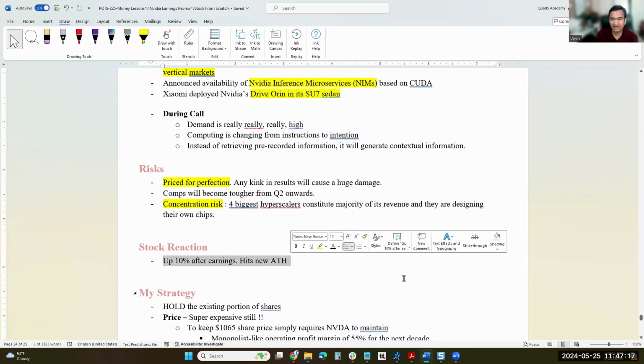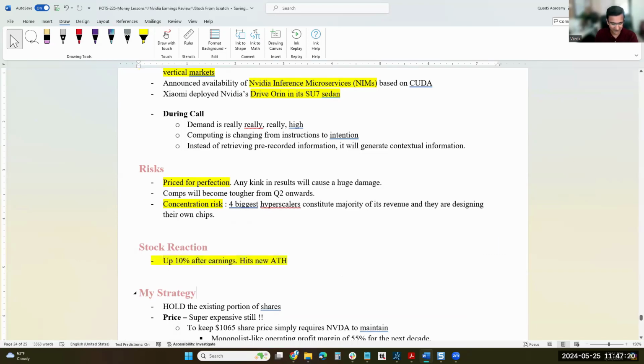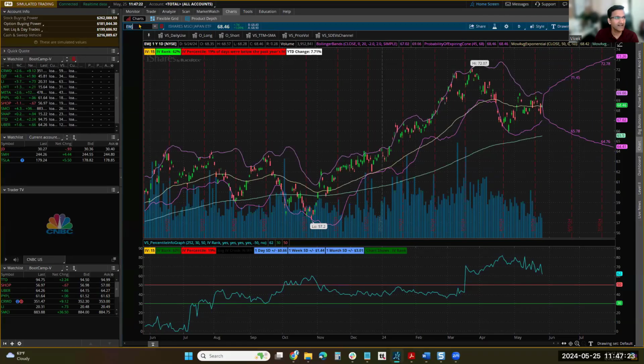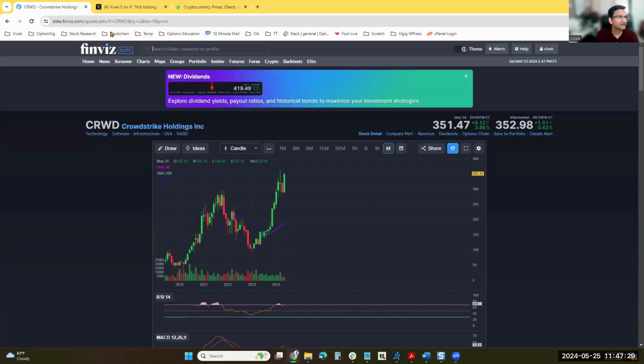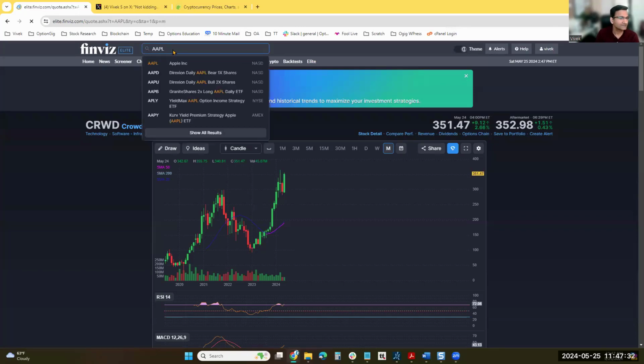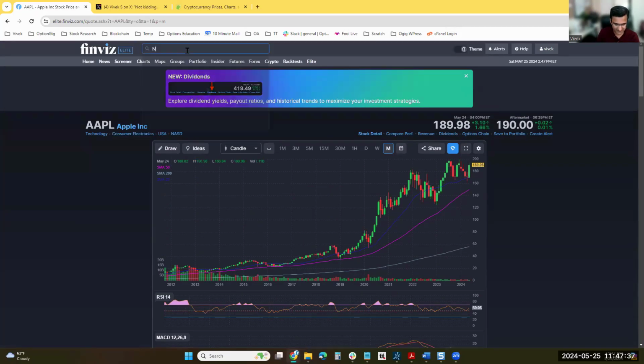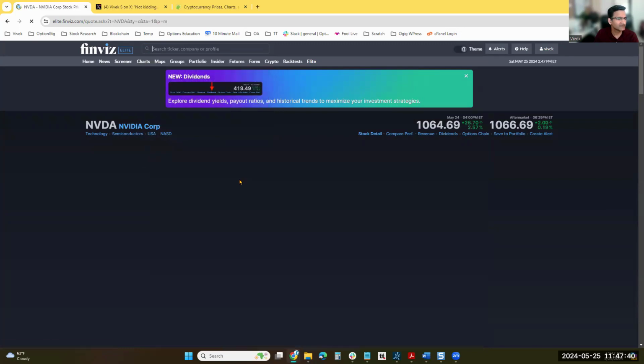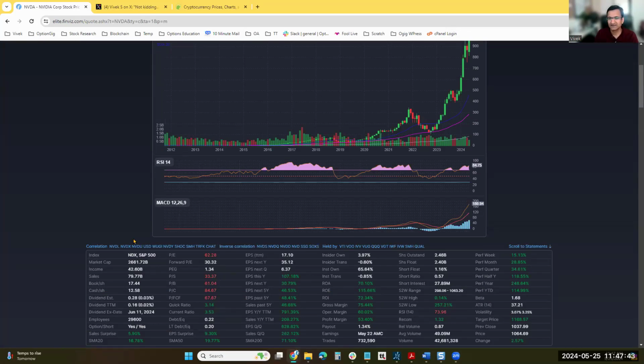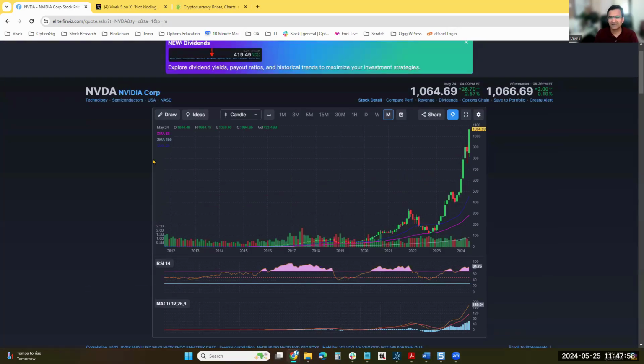Stock was up 10% after earnings. It is a new all-time high. Nvidia is closing fast against Apple. So look at AAPL. Apple is 2.9 trillion. Nvidia is 2.6 trillion. 300 billion doesn't matter for Nvidia. They'll cover this in a day itself. I think this year, 2024, Nvidia has added $1 trillion to its market cap already. So $300 billion, not a big difference.